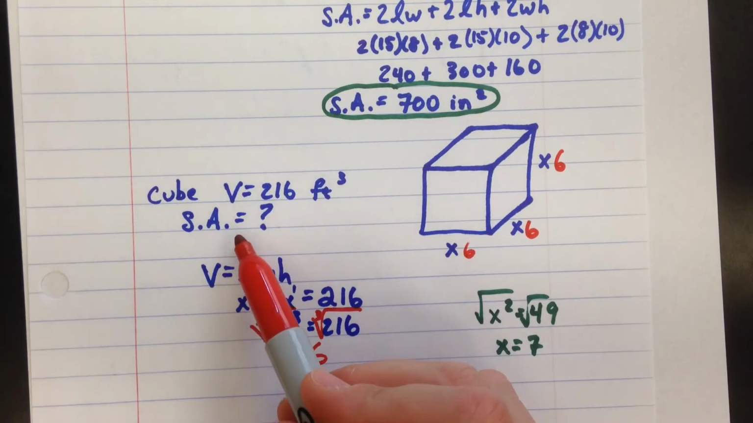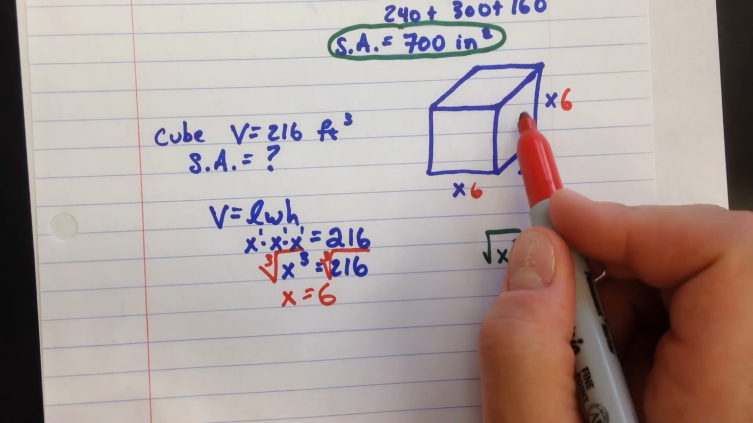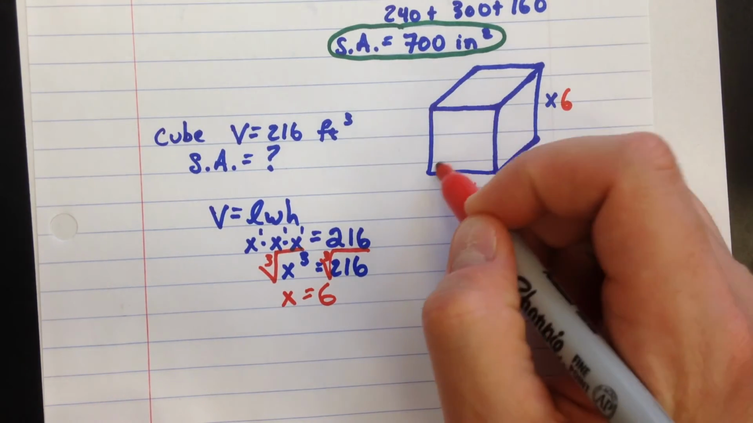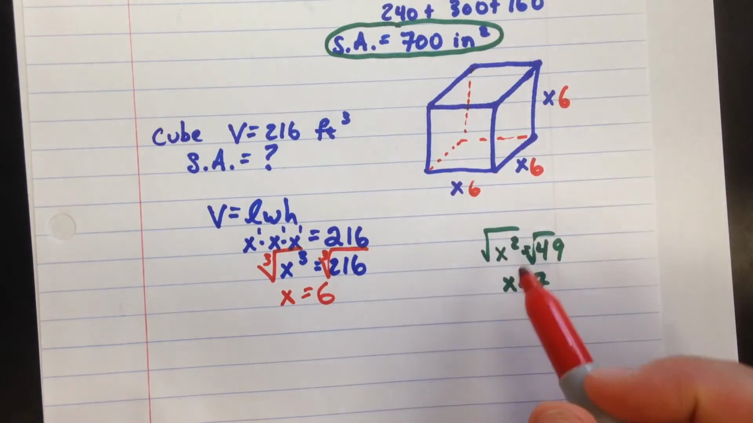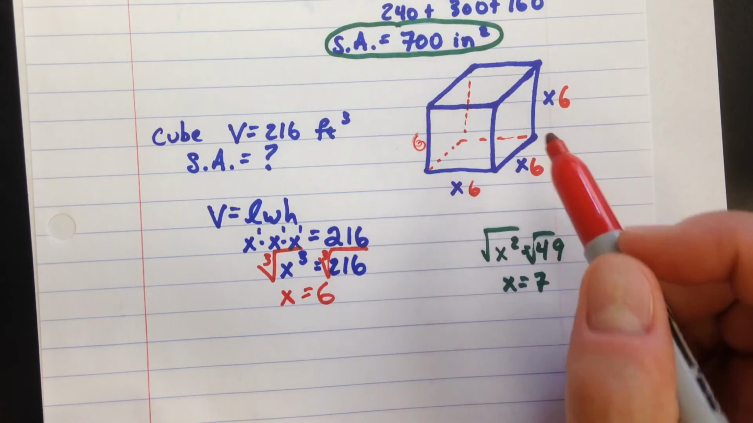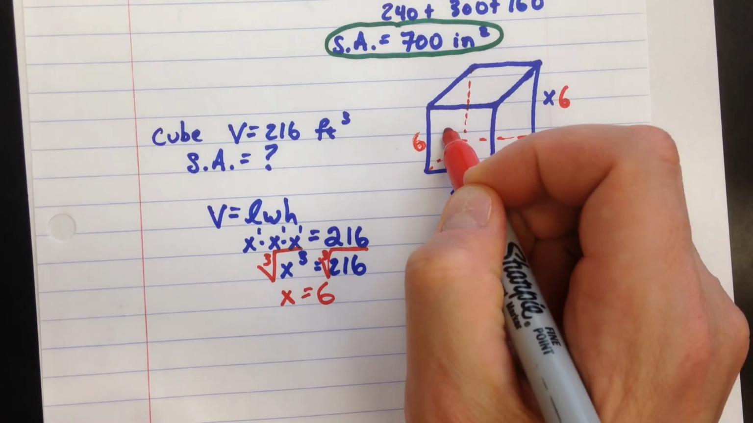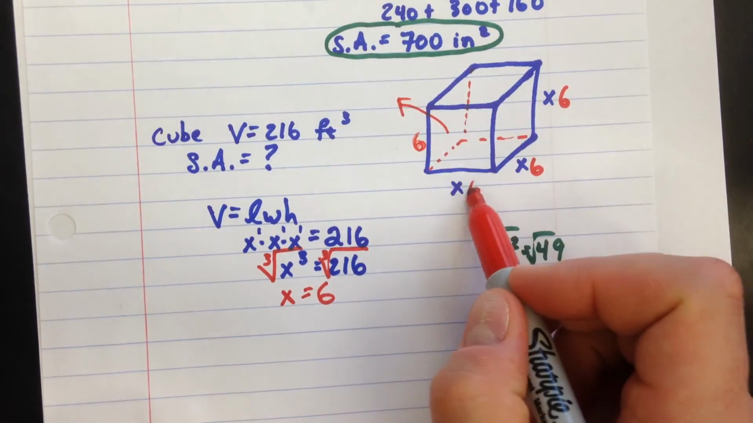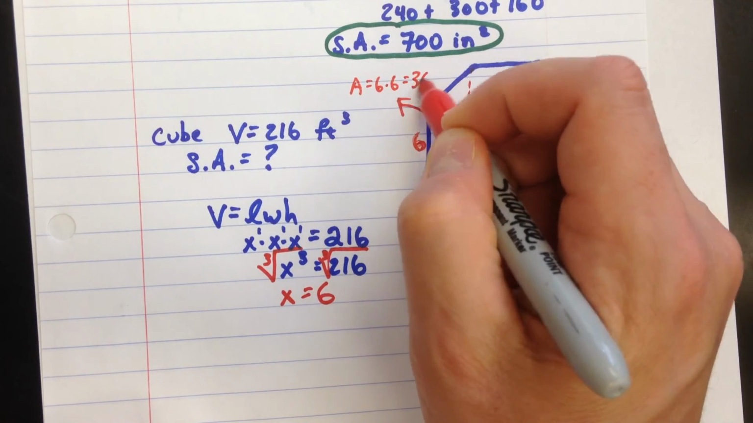But the question is, what's the surface area? Well, how many rectangles or squares do we have in the picture? We've got 6 of them. Since each of the faces has the same dimensions, I could find the area of one face. So the area of this face right here is length times width, 6 times 6, which is 36.